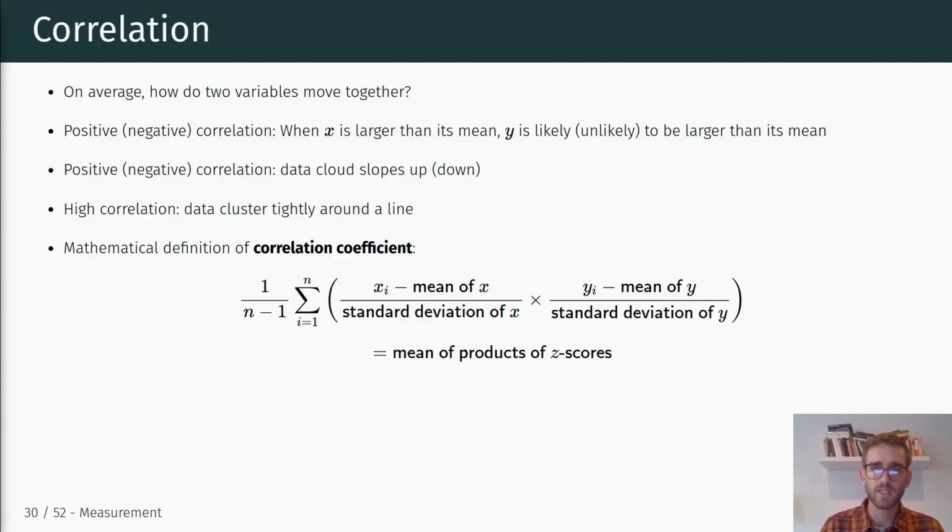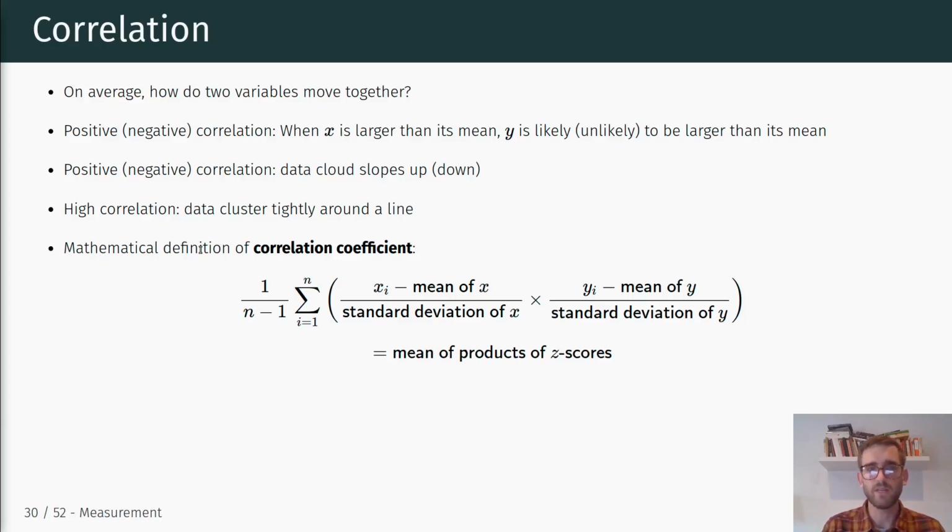you can think of the correlation coefficient as the average of the products of the z-scores of both individual variables, right? And that gives you an idea of the underlying intuition that I mentioned previously, where when x is larger than its mean, y is likely to be larger than its mean when we have a positive correlation, right?